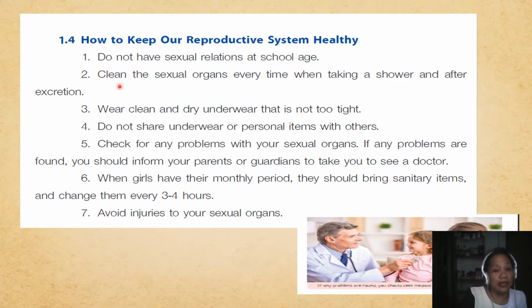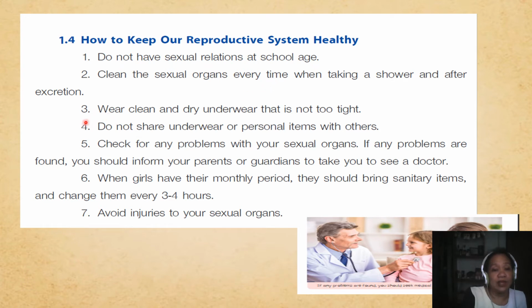Okay? You should clean. This is very important, the word clean, with your sexual organs. Every time, not every week, not every month, every time, when taking a shower. So when you take a shower once a week, you will clean your sexual organs once a week also.